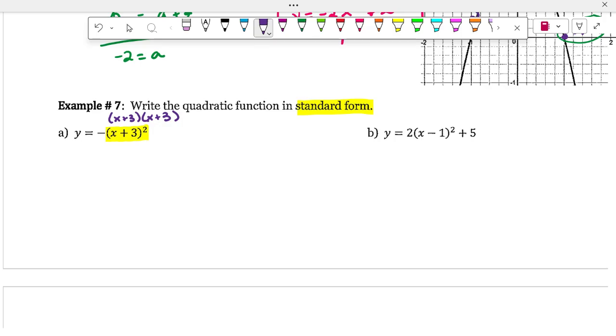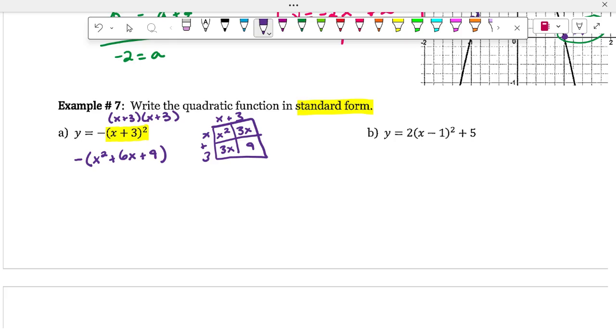If you know that's a perfect square trinomial, that's easy to do. But if you don't know how to get a perfect square trinomial, you can always just do a simple box method or FOIL, whatever. So this will be x squared, 3x, and 9. So I have a negative times x squared plus 6x plus 9. Riley, was that what you were going for? Were you going for x squared plus 6x plus 9? Yeah.